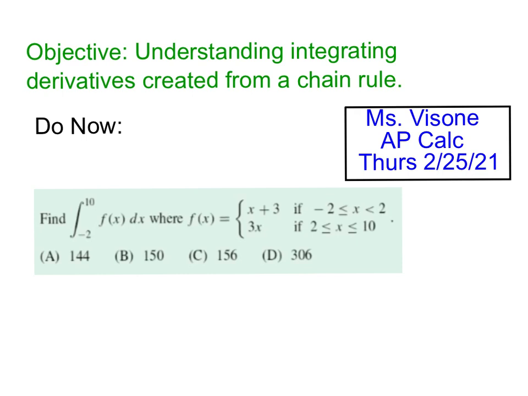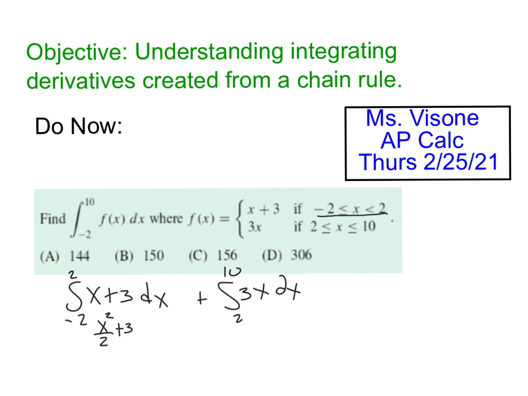Because it's a piecewise function, we're going to go from -2 to 2 of x plus 3 dx, and then the integral of 3x dx from 2 to 10. Now, if you really want, you can draw a triangle and find the area of the triangle, but I think that's too much work.